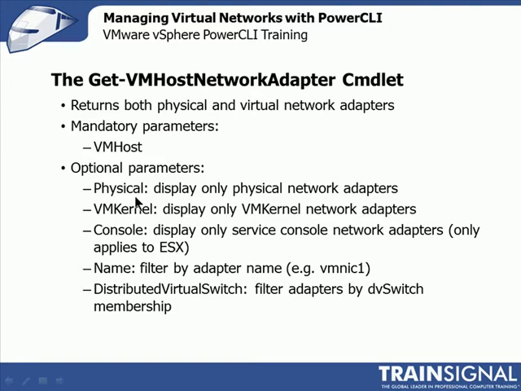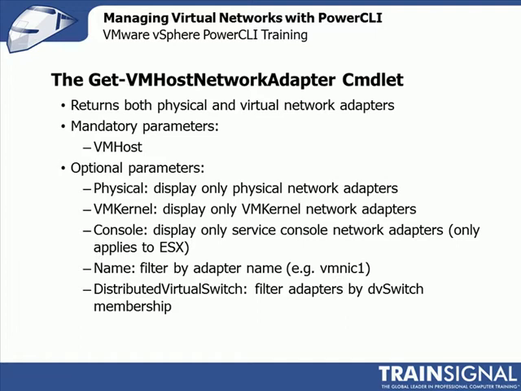If you specify this, you're only going to see the physical network adapters. Then we've got VM kernel. If you set this flag, then you're only going to see the VM kernel networking adapters, as opposed to console, which is to display only the service console networking adapters. As I mentioned before, the console networking adapter type only applies to ESX, and the service console, or the management traffic, really actually travels over a VM kernel interface. So both VM kernel and console, those are two different types of virtual networking adapters, basically.